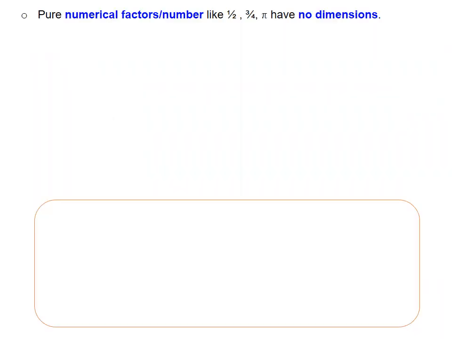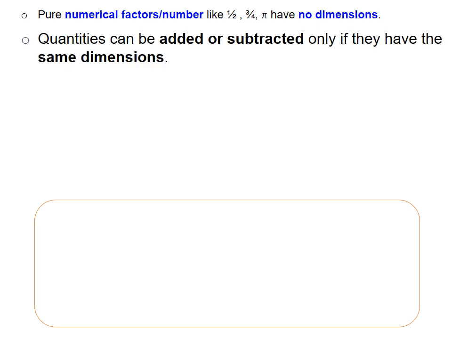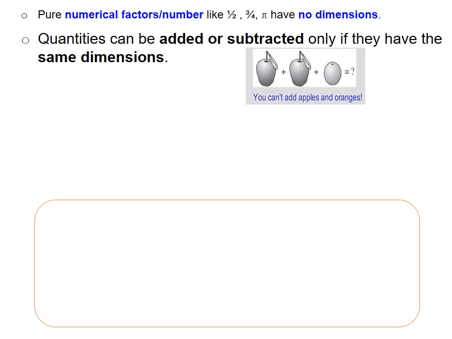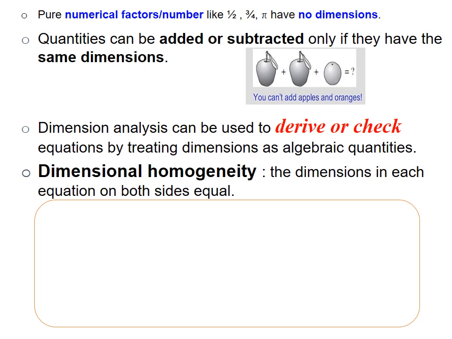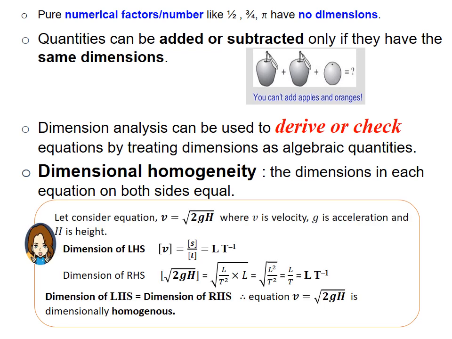Pure numerical factors, numbers like half, 3.5, pi, have no dimension. Quantities can be added or subtracted only if they have the same dimensions. Dimensional analysis can be used to derive or check equations by treating dimensions as algebraic quantities. Dimensional homogeneity: the dimension on both sides of the equation is equal.